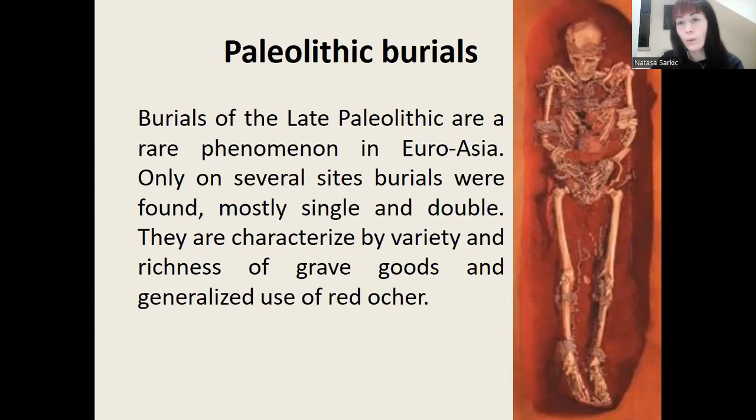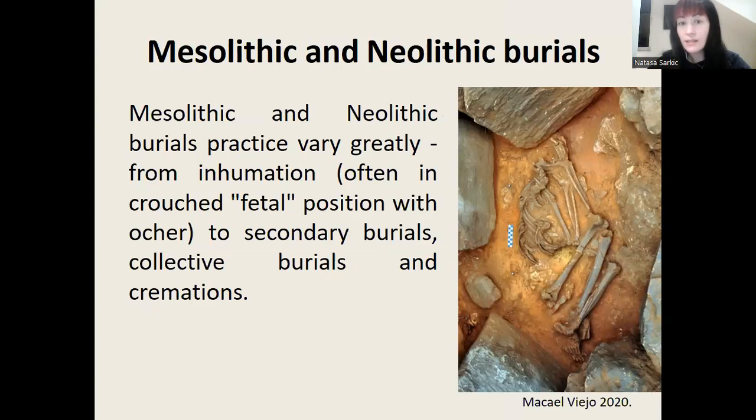Through the Mesolithic and Neolithic periods, a similar thing continues: use of ochre and use of similar symbols. But what is more common, especially for the Neolithic period, is this fetal position. The individual would be very flexed on one side, with the legs and arms flexed, which might again have a symbolic meaning, like it looks like the person is sleeping, or like it's going back to the fetal position.